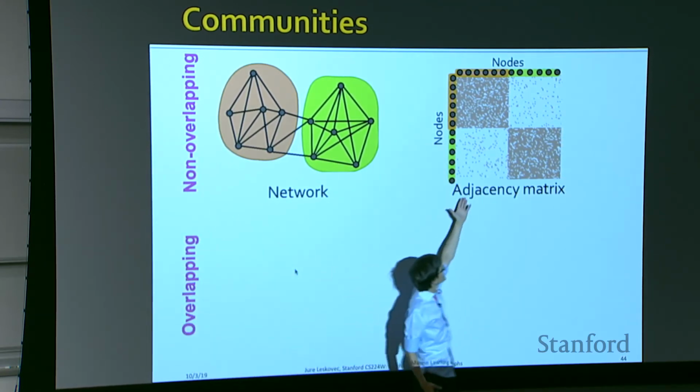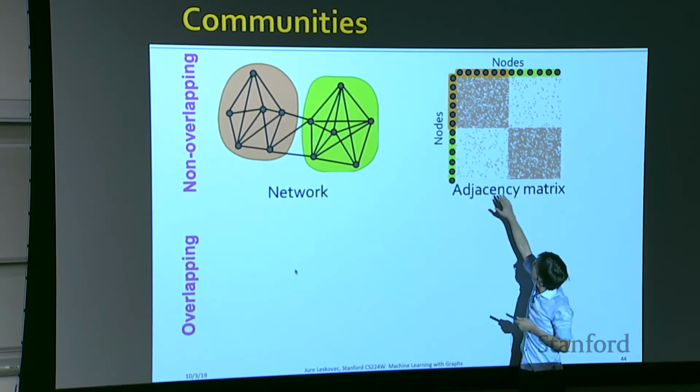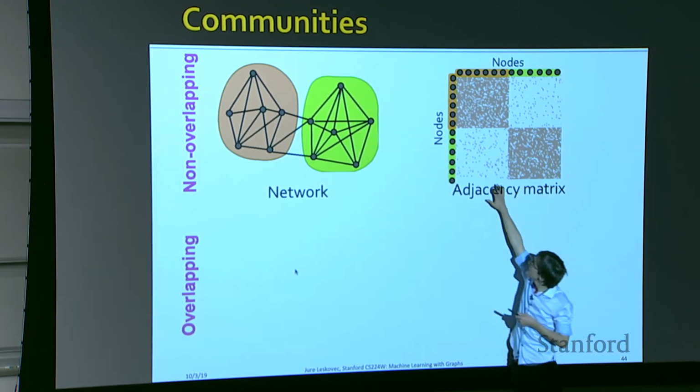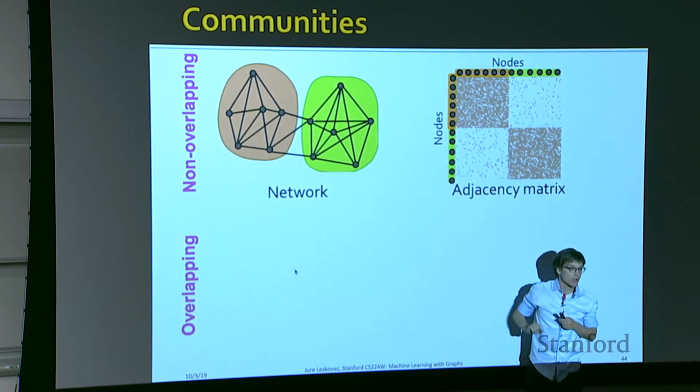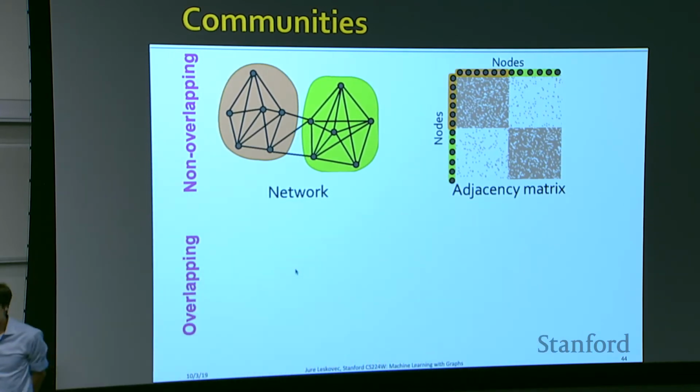If you think of the adjacency matrix, this is how we think of it, right? I have nodes, green nodes link to green nodes, orange nodes link to orange nodes, and there's relatively few edges between green and orange. This is what this tries to say. In the overlapping case, it's much harder.